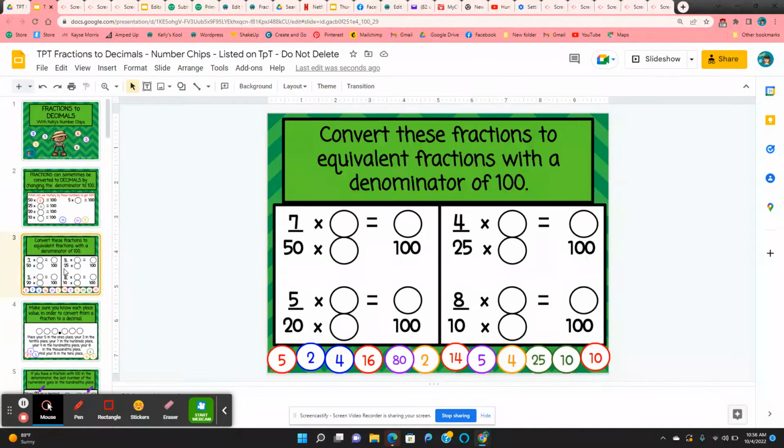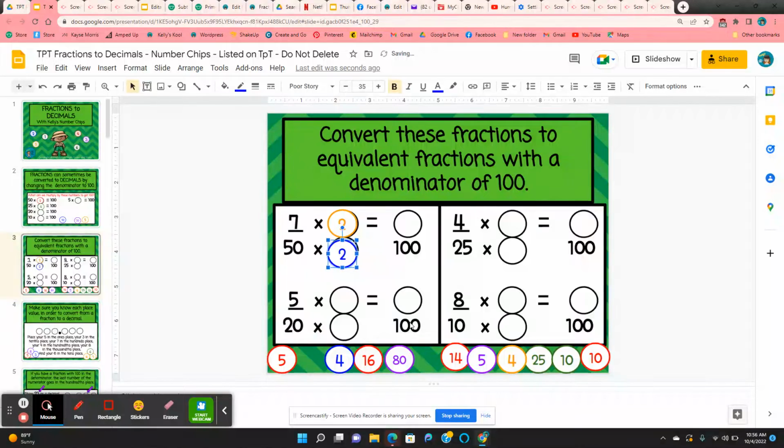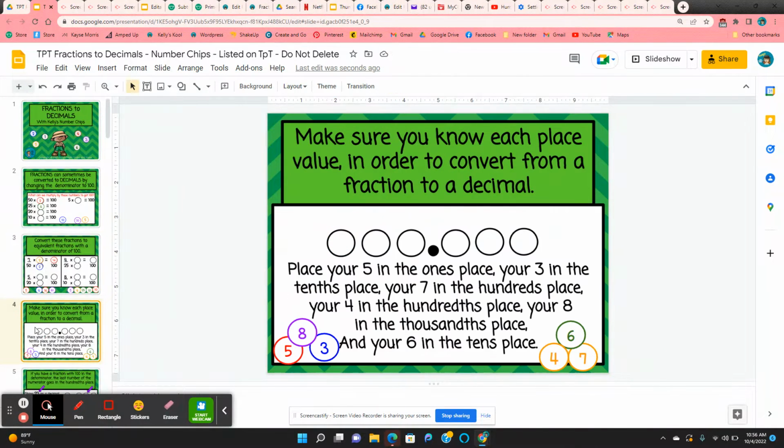On the very next slide, now they're going to be converting fractions to equivalent fractions with 100 in the denominator. So the first one, they know that they have to multiply 50 times 2, so they also have to multiply 7 times 2, which would give them an equivalent fraction of 14 hundredths. And they're going to continue with the other 3. They also need to know place value. So if they struggle with this slide, they probably need a little remediation on place value.